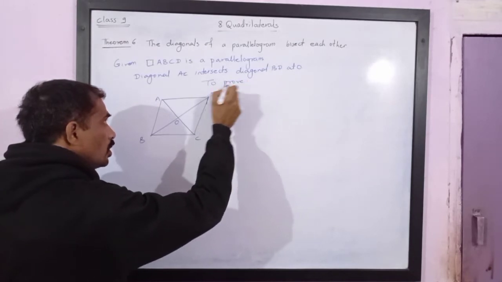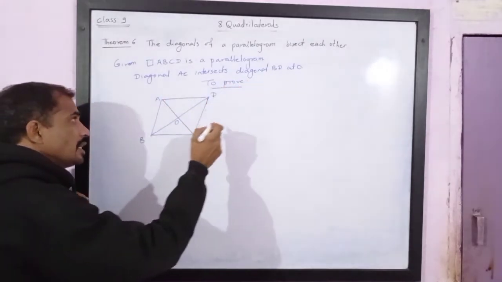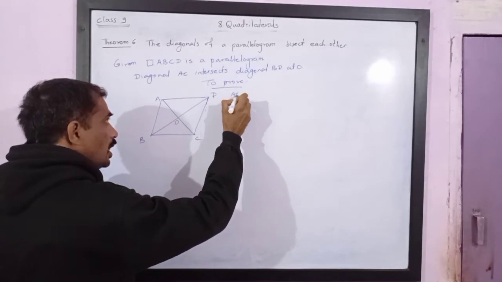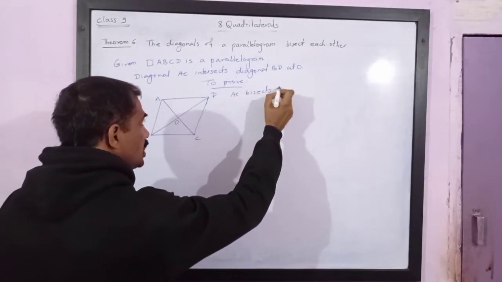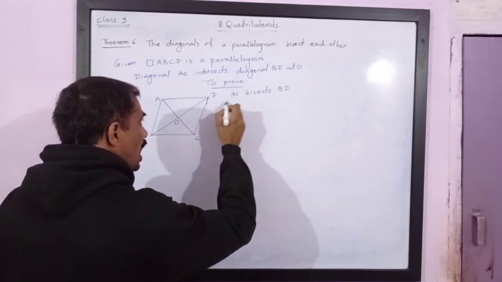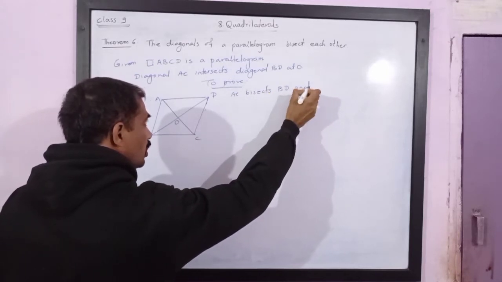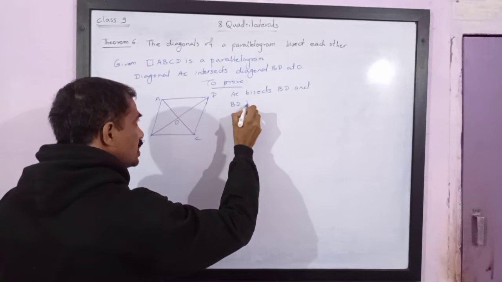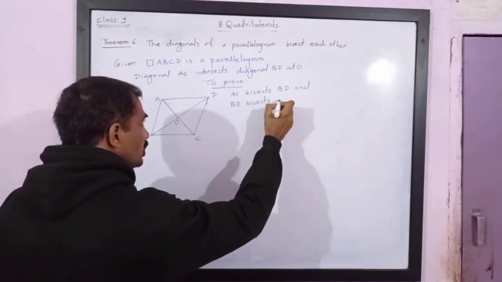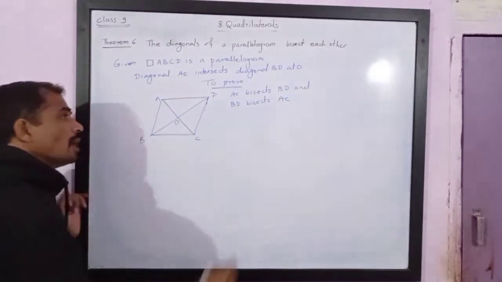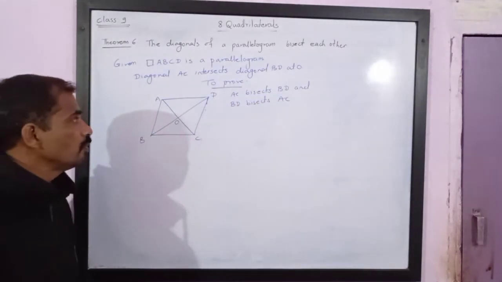So we need to prove that AC bisects BD. AC bisects means makes two equal parts. AC bisects BD and BD bisects AC. Diagonals bisect each other. This is what we need to prove.